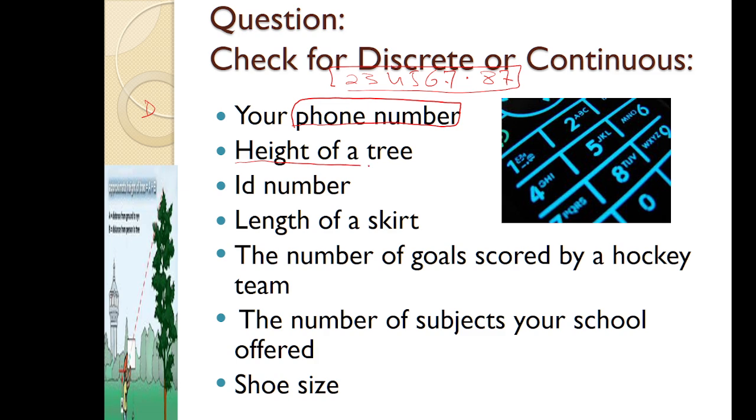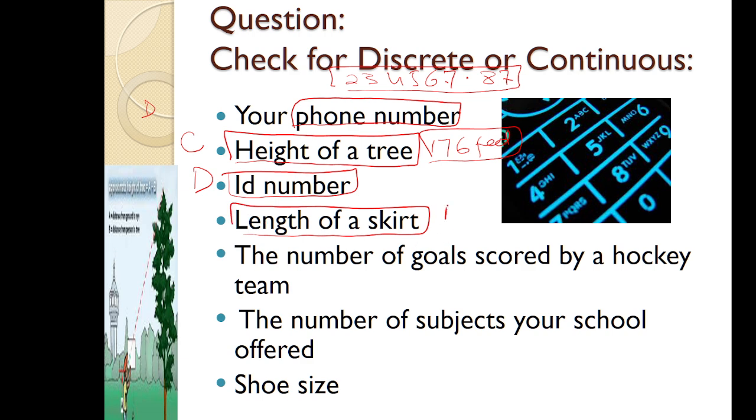Height of a tree. Now, height of a tree you can measure with a tape, and you can say 176 feet and some inches, right? Whatever it is, maybe a tree cannot be that tall, it's just an imaginary number. So this one is continuous. ID number. Can you give your ID number in decimals? No, you cannot. So this one is discrete. Length of a skirt. Of course, you can measure the length of a skirt, so that has to be continuous.